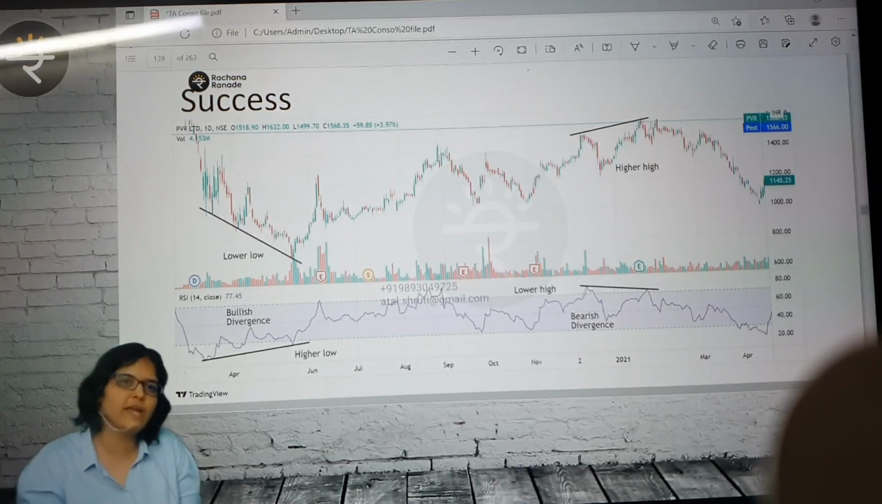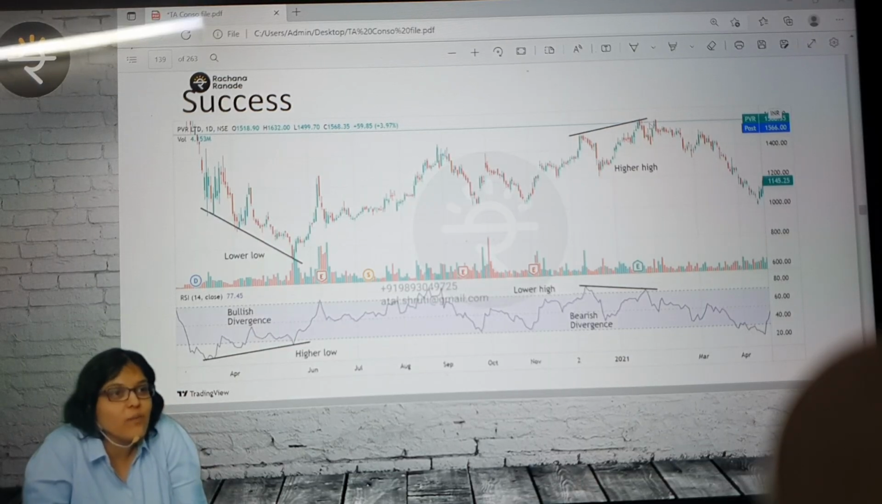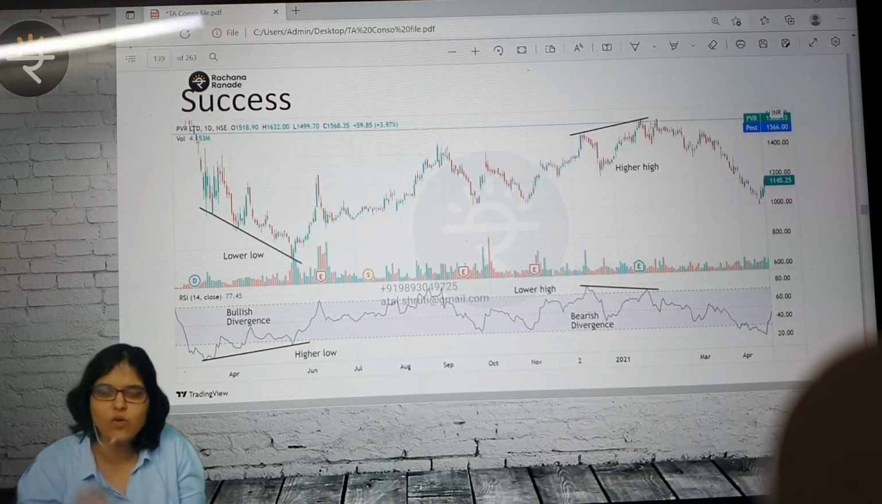So she's saying assume that RSI is already at 80. I'm not seeing any divergence. Okay, it is still going upward. Then you should trail your stop losses. How to trail stop losses? Tomorrow.